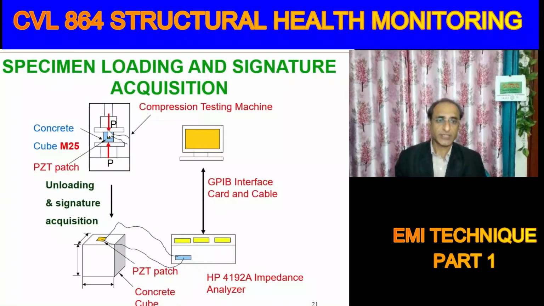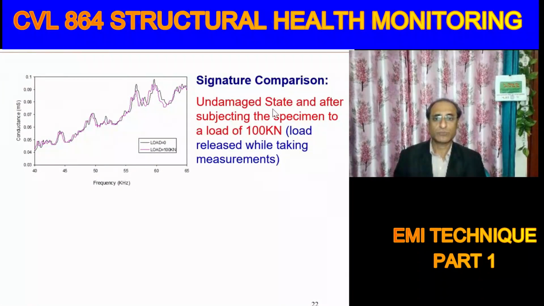We did not load it in a single go. We applied the load up to a particular load level, and then we brought the cube back to the lab, because the impedance analyzer, at that time the LCR meter was not invented, we were using the HP 4192A impedance analyzer, and we were acquiring the measurements in another lab. First I loaded the cube to 100 kilonewton, and then the load was released, and after bringing it to the lab, we found that there was some change in the signature.